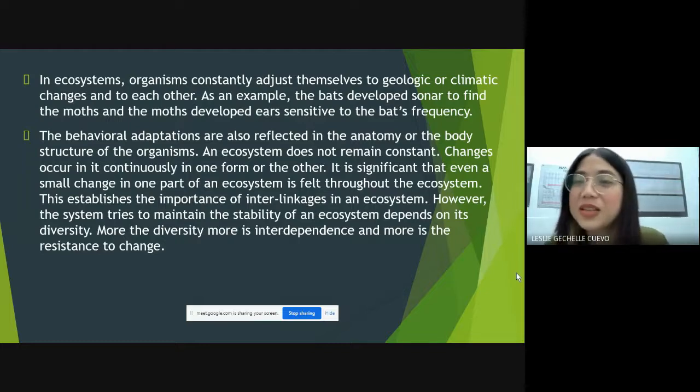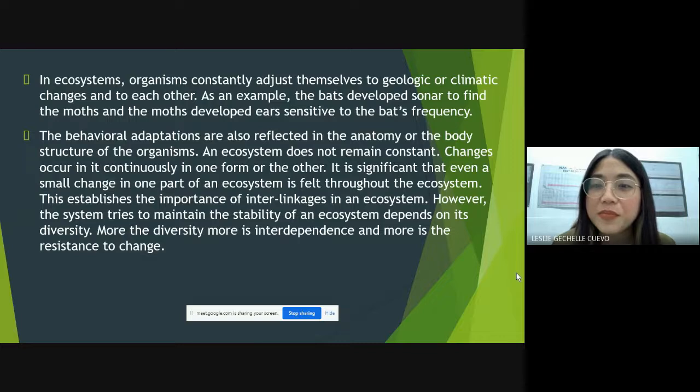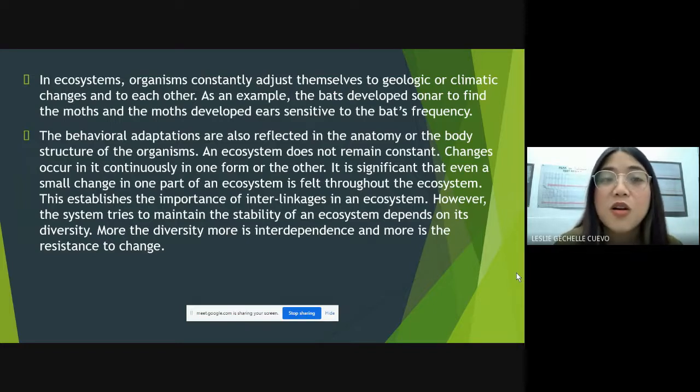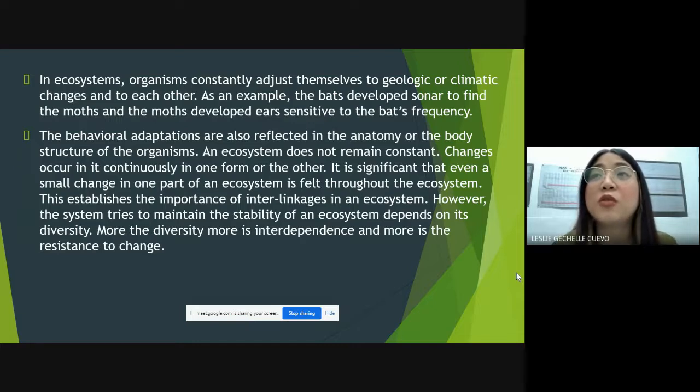And so on. The more the diversity there is, the more interdependence and more is the resistance to change. So, mas madaling mamuhay kapag mas malawak o kapag mas diverse ang isang ecosystem. Kasi kung kumukonti na lang sila, imagine niyo kung na-extinct na yung mga hayop doon, then it would be hard for the ecosystem to survive.